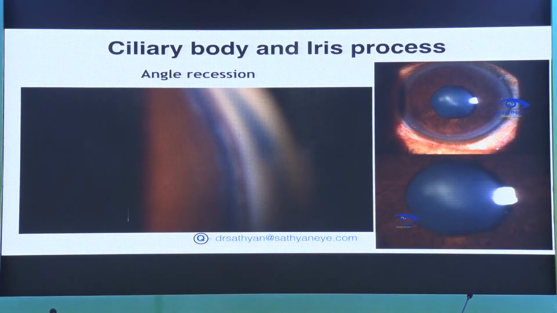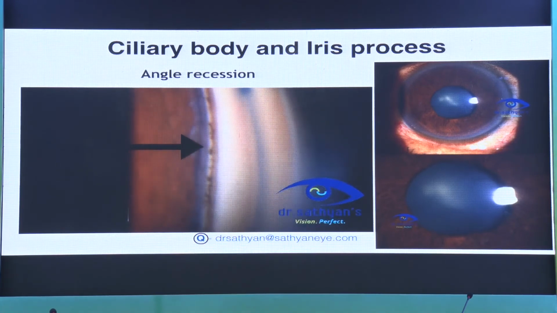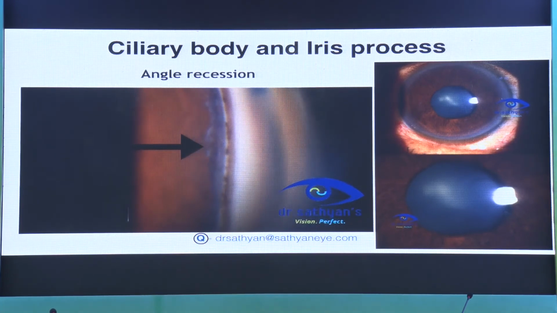When you're looking at this, this is the angle recession. Pankaj was showing beautifully about all the structures. So you just see here how widened the ciliary body band is. A wide ciliary body band is a typical finding of angle recession.